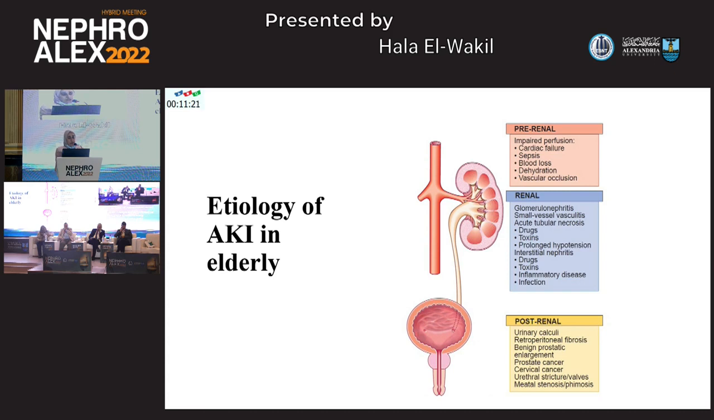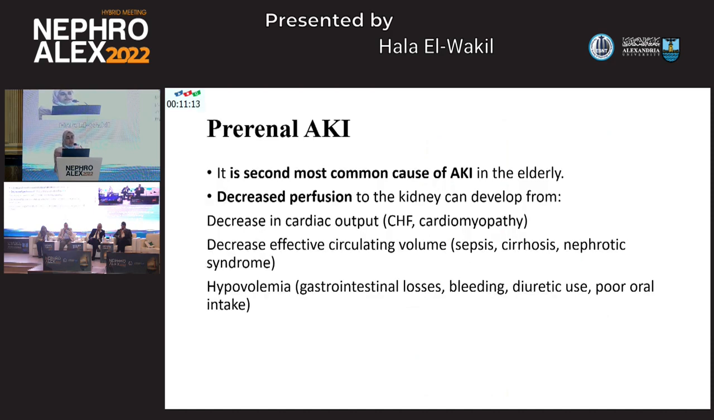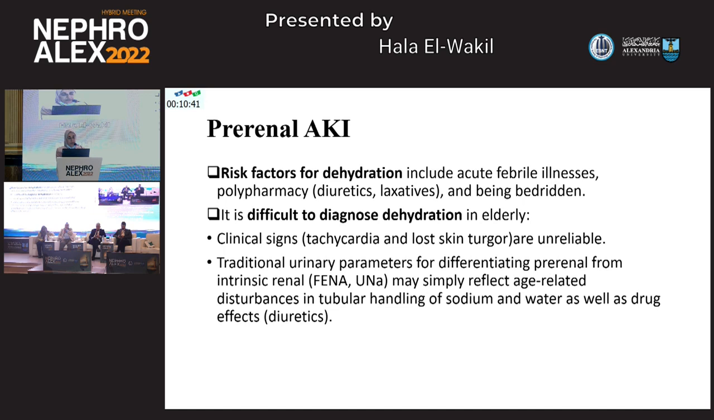What about the etiology of AKI in elderly? We have the classical pre-renal, renal, and post-renal, but the underlying causes vary. As regards pre-renal AKI, which is the second most common AKI cause in elderly after ATN, the main underlying pathology is decreased perfusion, either due to decreased cardiac output, as in cardiomyopathy and heart failure, which is common in elderly, decreased effective circulating volume, as in sepsis and cirrhosis, or hypovolemia due to GIT losses, excessive diuresis, and poor oral intake, which are common among our elderly patients.